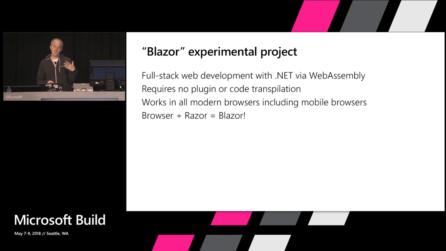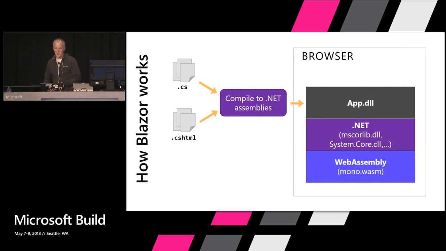Well, the way you define components in Blazor is through using the Razor syntax, using CSS HTML files. So browser plus Razor is Blazor. Don't ask me where the L came from. Laser beams, I think? I don't know. Like you decide where that comes from. This is how it works.